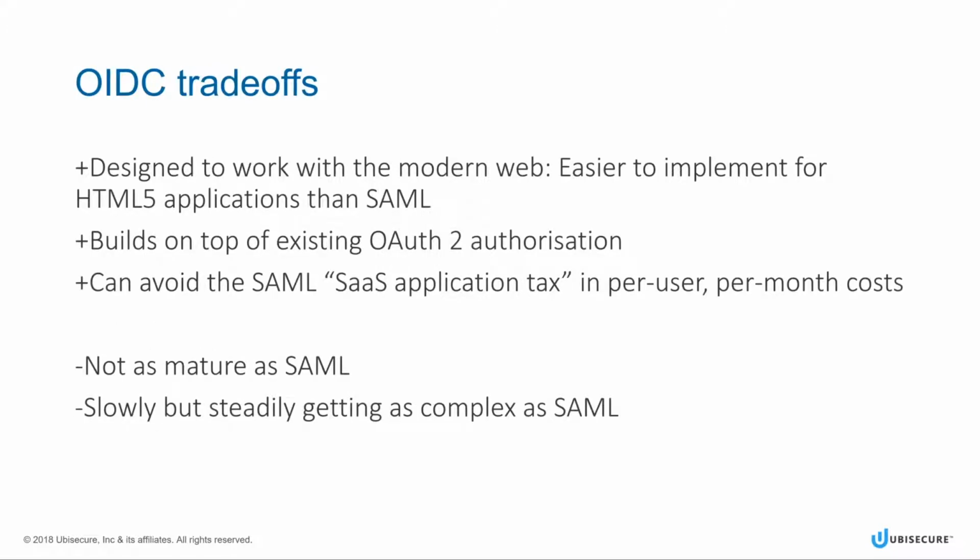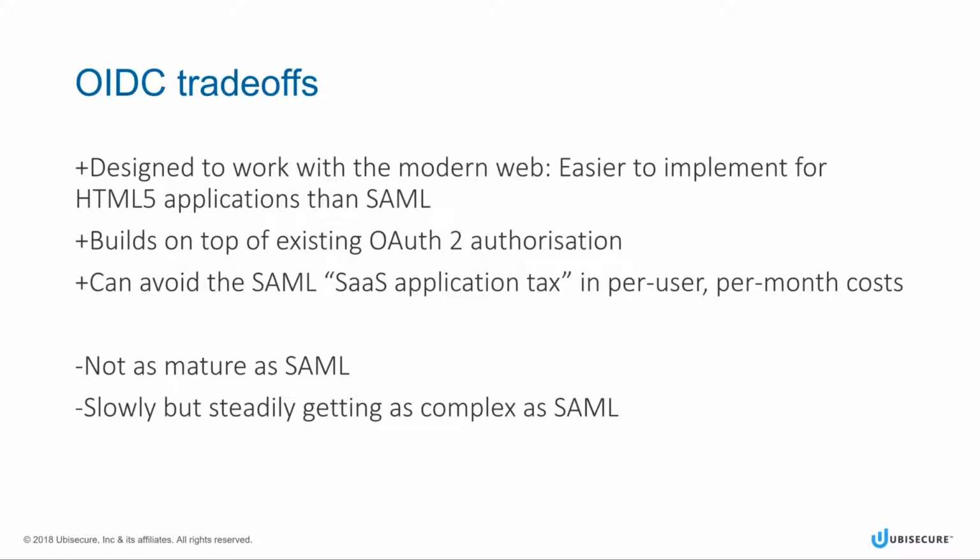So, some of the pros and cons of OpenID Connect. Being a much newer protocol, it's taken into account a lot of the improvements in modern web browsers and modern web protocols. So it's much easier to implement, for example, for HTML5 applications or single-page web applications using modern technologies such as JavaScript. Yes, there are many great libraries offering OIDC support, fairly easy to add on to an existing web application when compared to SAML. And as mentioned before, it builds on top of the existing OAuth 2 protocol.